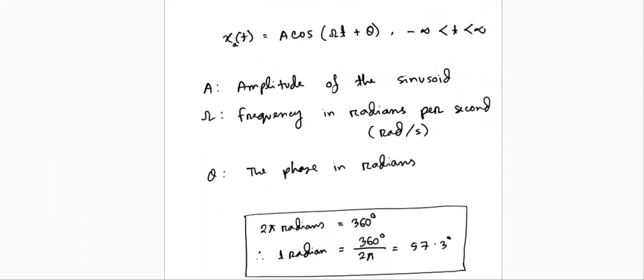In this equation, A represents the amplitude of the sinusoid. The Omega, very important, is the frequency in radians, not in degrees, okay? In radians per second. And the theta, sometimes people use phi, is the phase in radians.